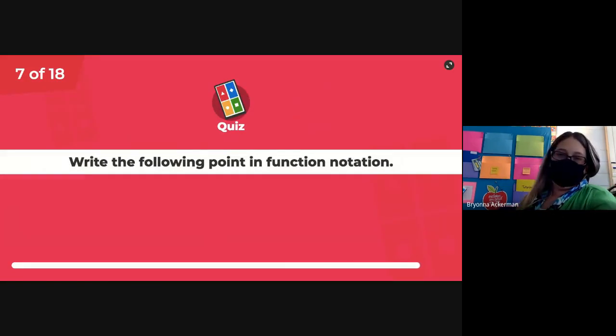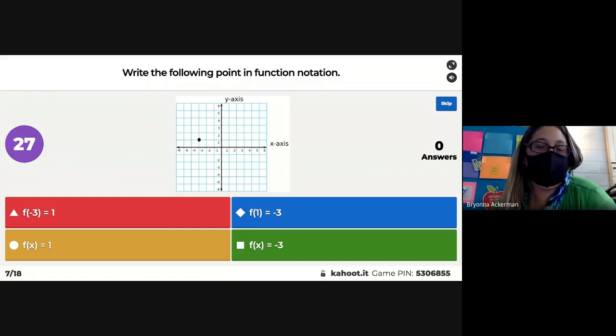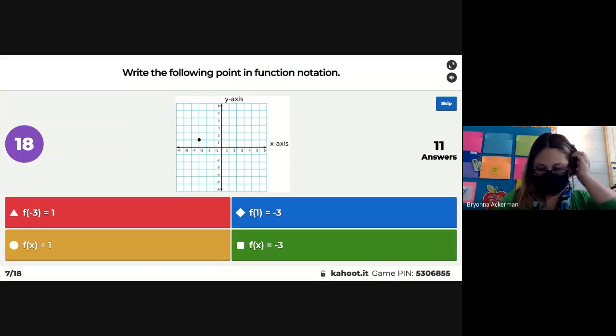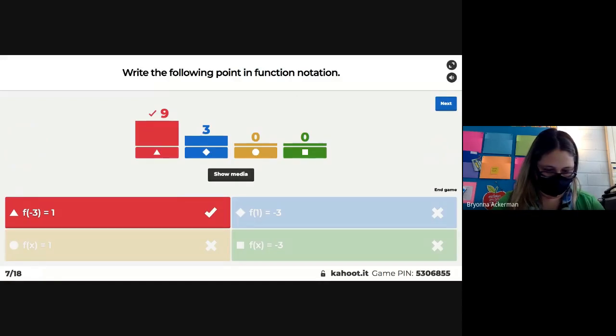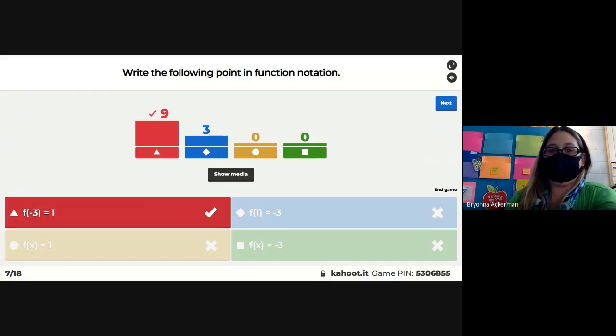All right, let's try again. Write it as function notation. The point is -3, 1. Okay, so the input goes inside. That's the x value. The output's on the outside.